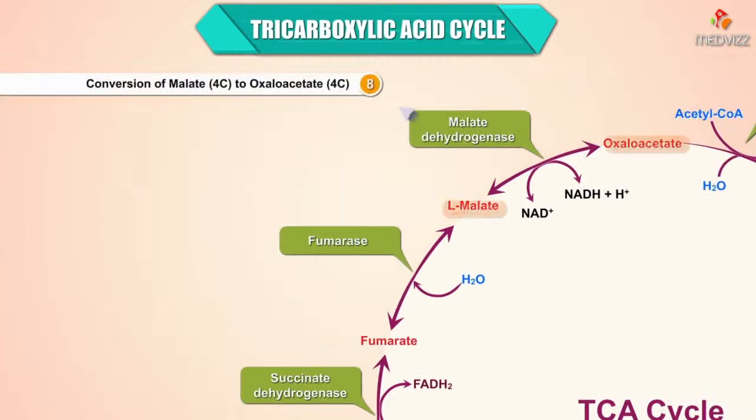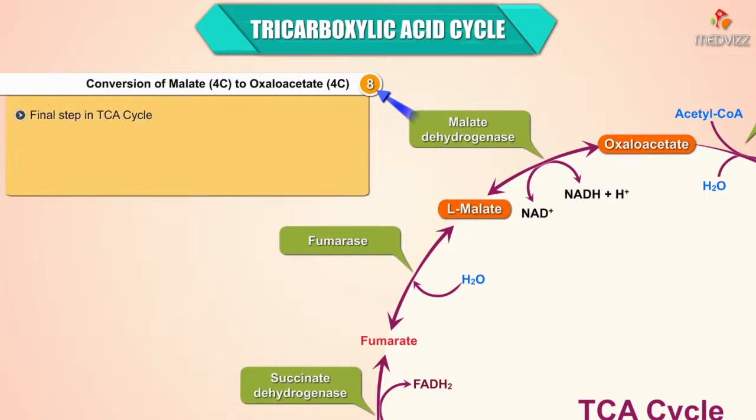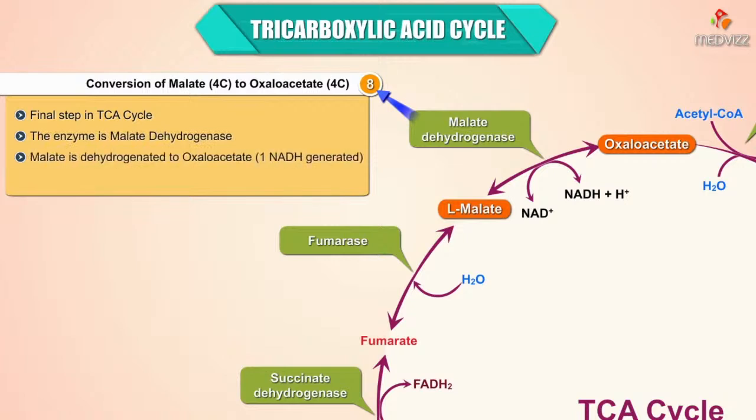Step 8. Conversion of malate to oxaloacetate. It is the final step in the citric acid cycle. The enzyme is malate dehydrogenase. Malate is dehydrogenated to oxaloacetate and 1 NADH is generated. Oxaloacetate has a catalytic role like ornithine in the urea cycle.